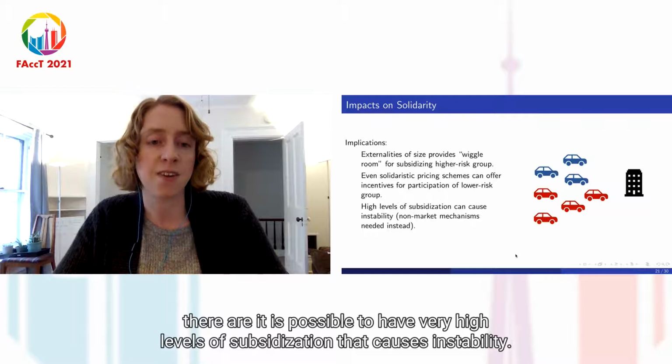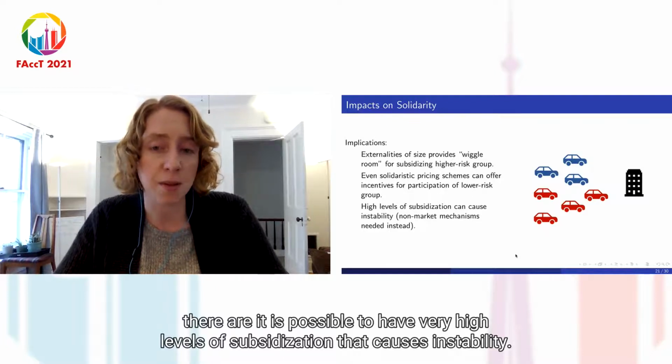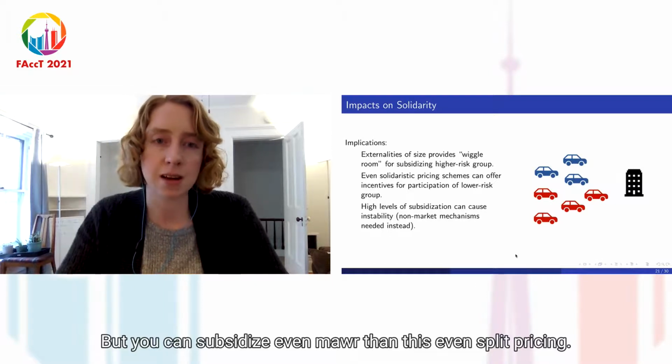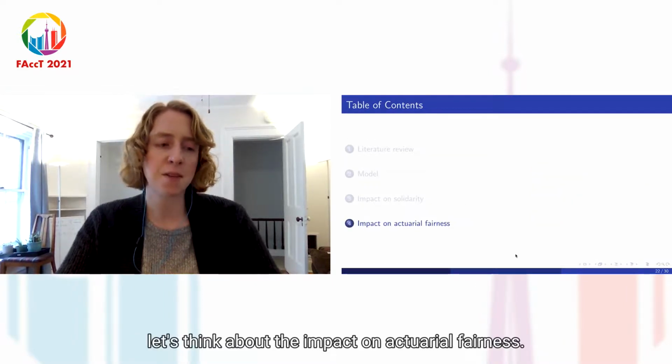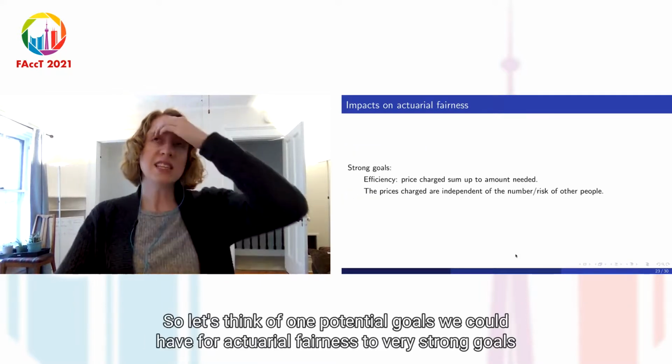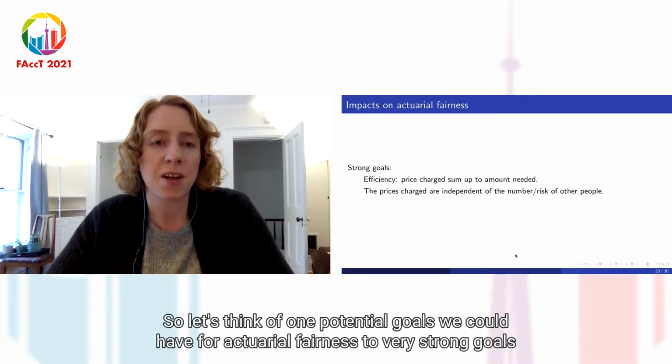It is possible to have very high levels of subsidization that causes instability, but you can subsidize even more than this even split pricing. Next, let's think about the impact on actuarial fairness. So let's think of what potential goals we could have for actuarial fairness.